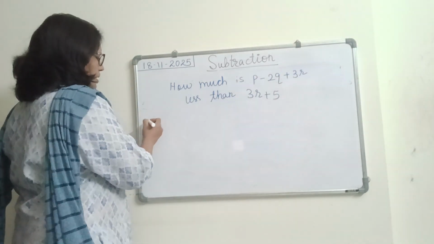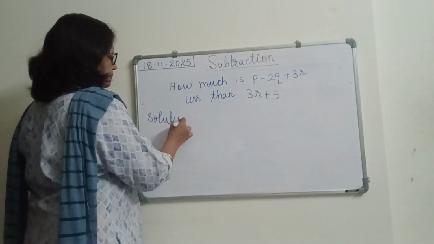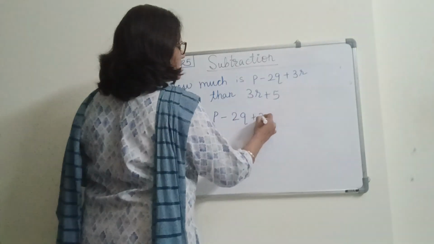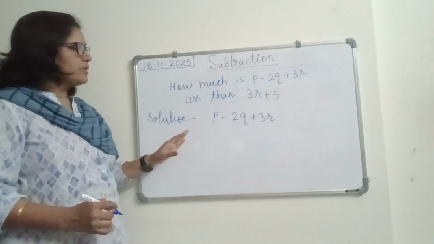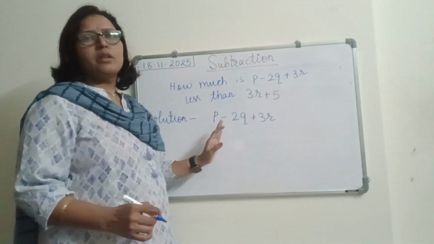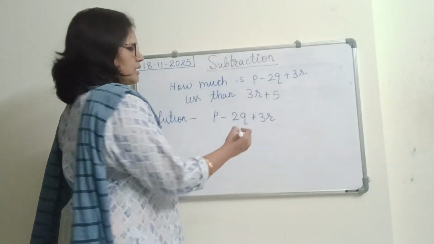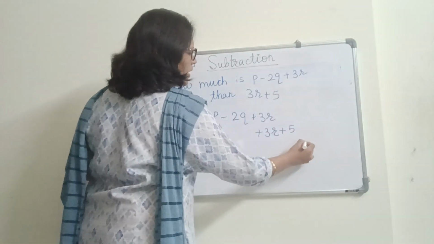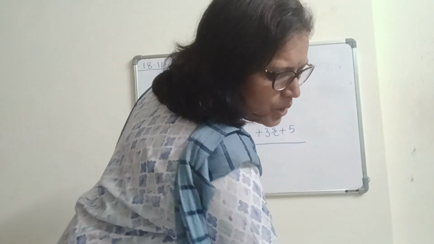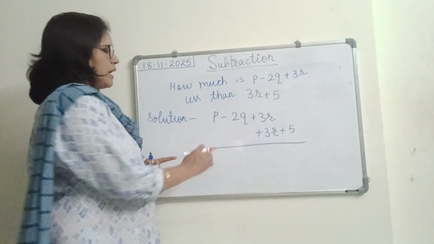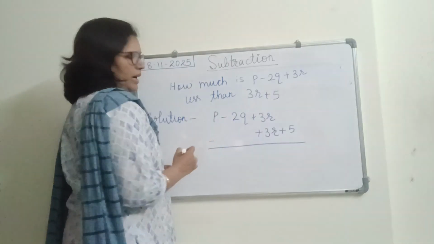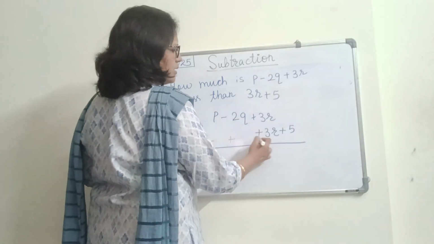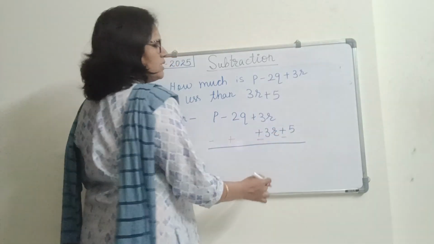So now we will arrange into the column format. Solution: p minus 2q plus 3r. Arranging the first row. Now the second row, there is no p, there is no q. Directly 3r is given, so plus 3r and constant plus 5. Now you have to change the sign of each term. Here plus is there, so definitely minus will come. Here minus is there, so definitely plus will come. Here plus is there, so minus, and plus is there, again it is a minus.